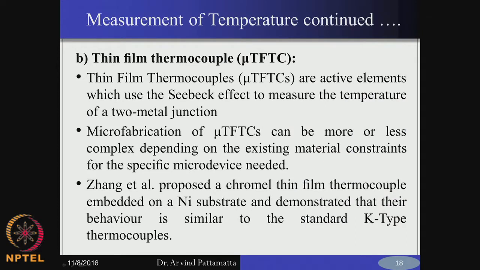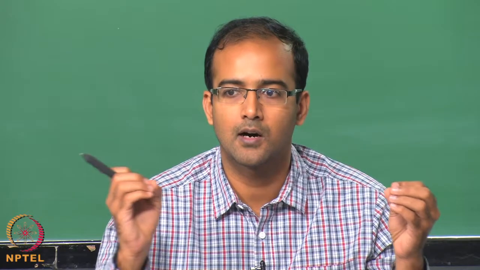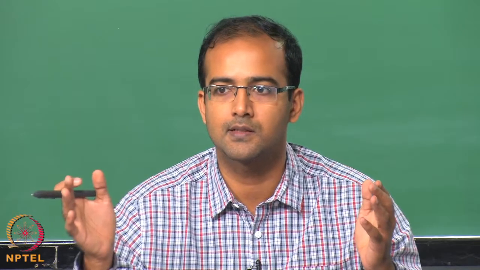The other one is miniaturizing the conventional thermocouple, what we now call thin film micro thermocouples. The principle is the same as the conventional thermocouples. They use the Seebeck effect to measure the temperature of a bimetallic junction. So, you have two metal elements, they make two junctions. One is the sensor, which you connect to the object to measure the temperature, and the other is the reference, which you keep in an ice bath or whatever.